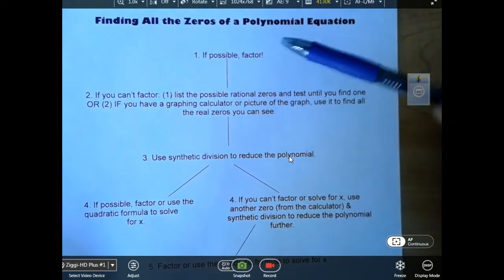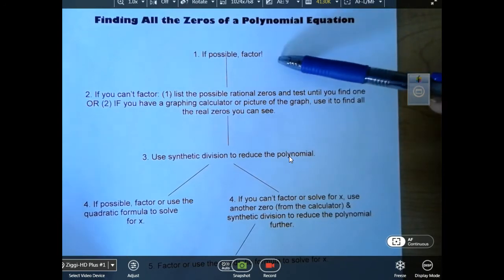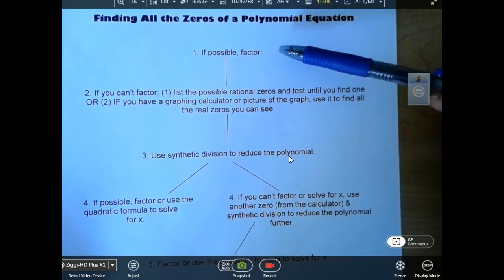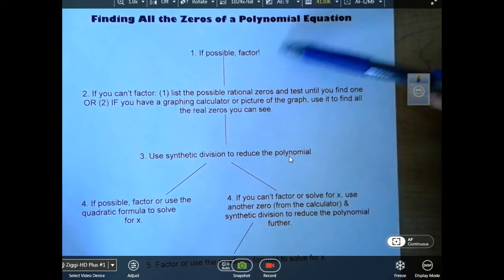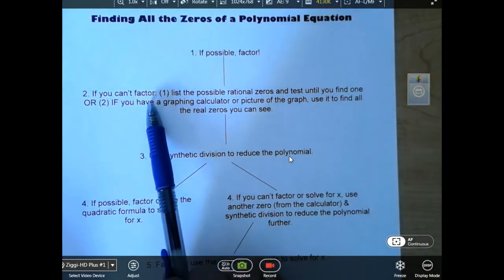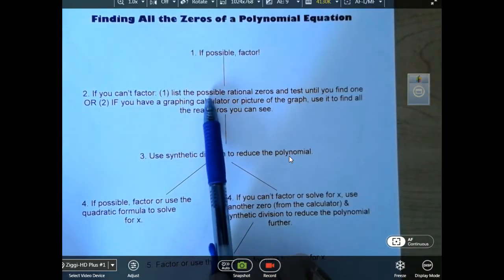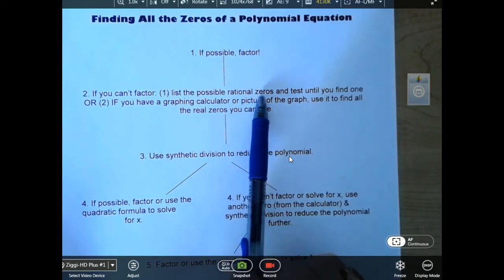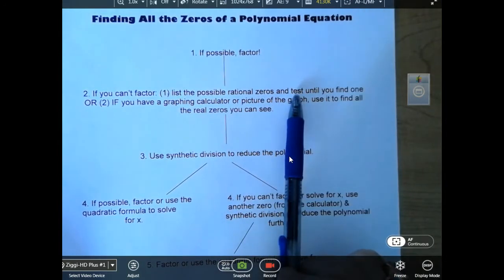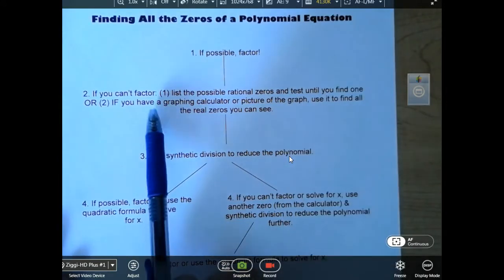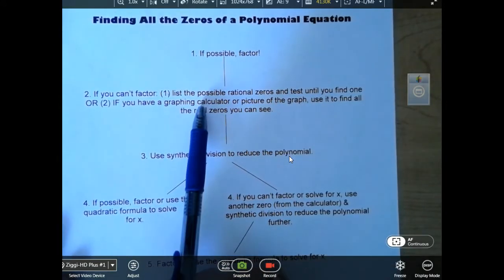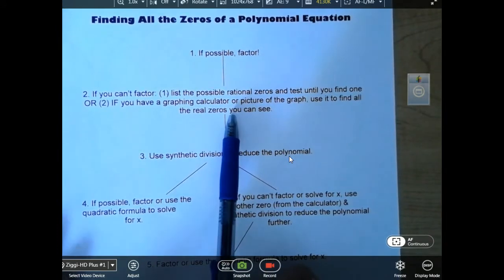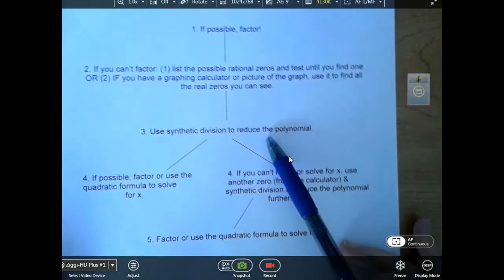So the first thing you always want to do is see if you can factor, because factoring will be the easiest way to find your zeros. If you can't factor, you're going to do something called listing all the possible rational roots or zeros, and you're going to test these using synthetic division to see if you have a remainder of 0. So I'll give you some examples of that in just a minute. Now, as I said, tomorrow you can use a graphing calculator, and then you can find some roots that way. So that'll be added tomorrow.